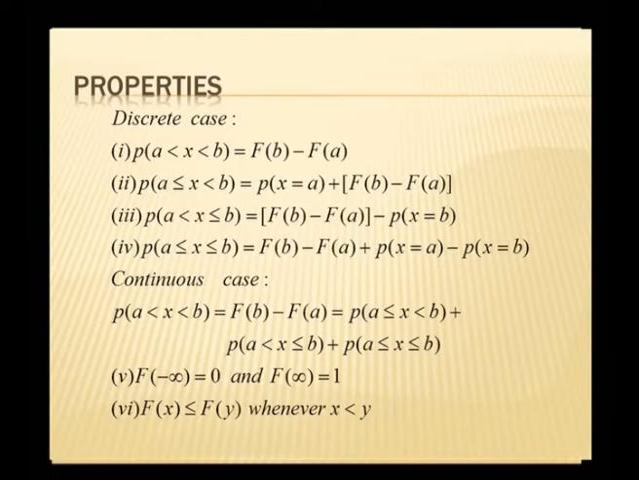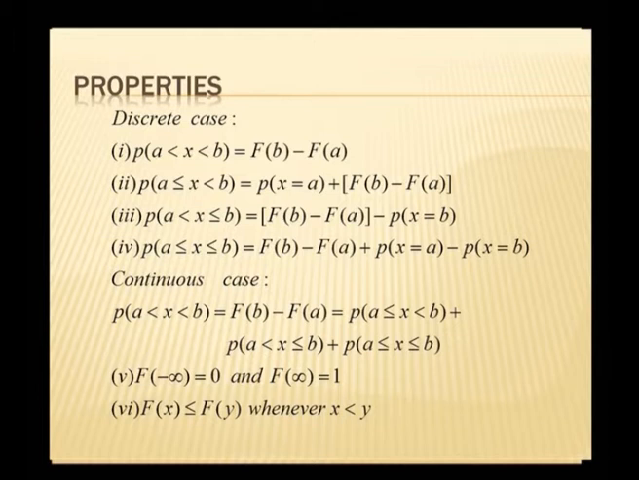Now, we see some of the important properties of the distribution function. See, first one, P of a less than x less than b is capital F of b minus capital F of a. Second one, whether you take a half closed or half open interval, the probability is going to be P of a plus F of b minus F of a. In the second case, F of b minus F of a minus P of b.